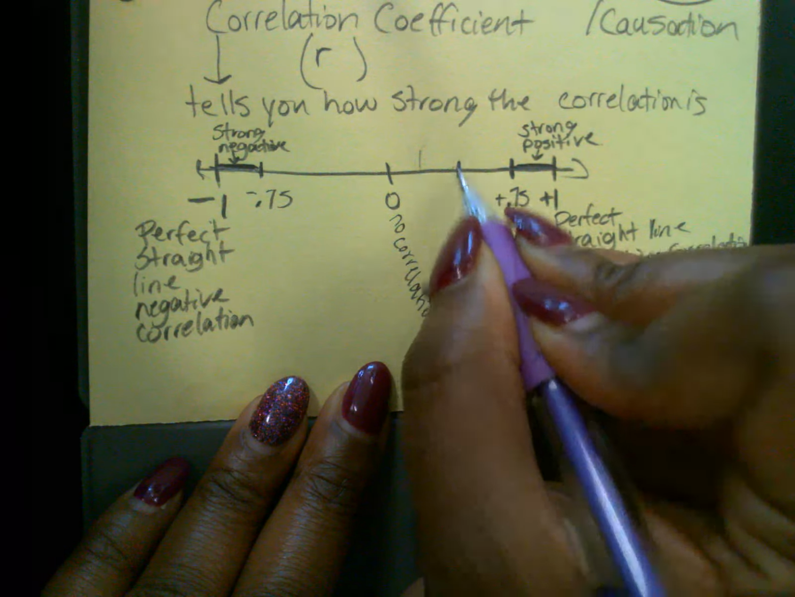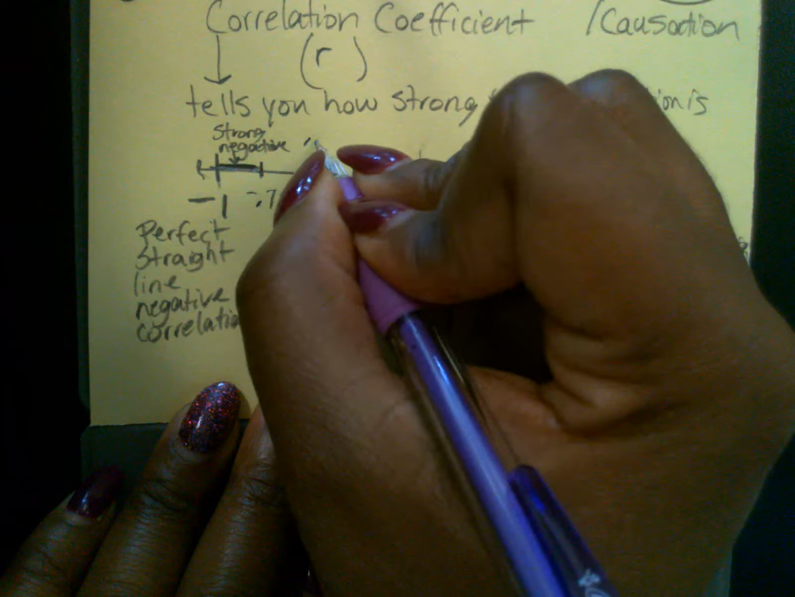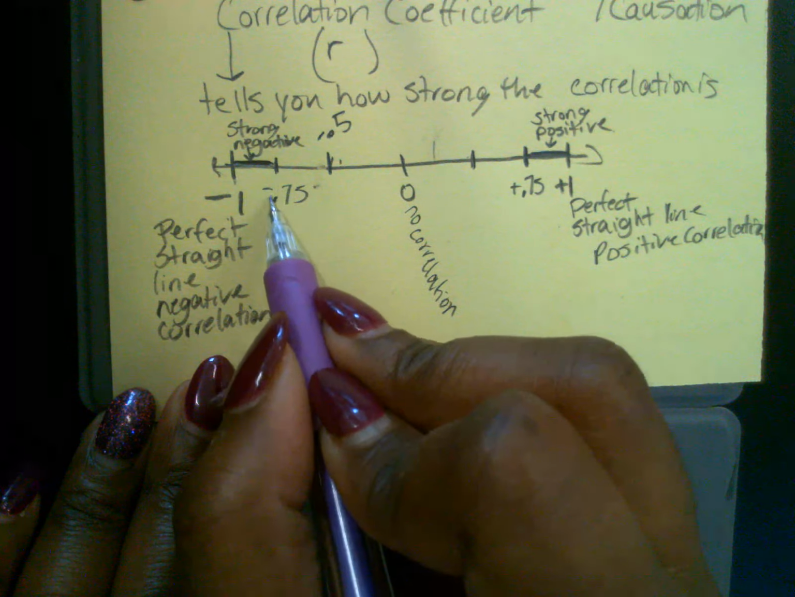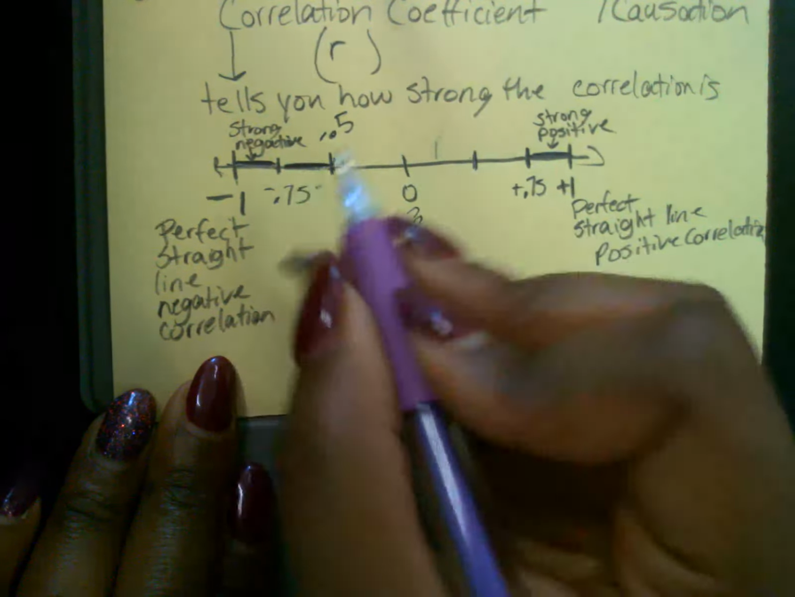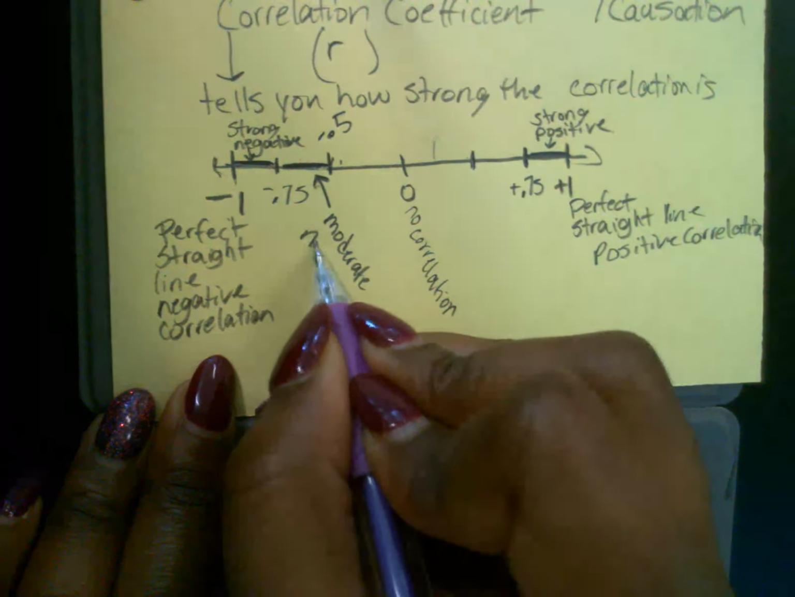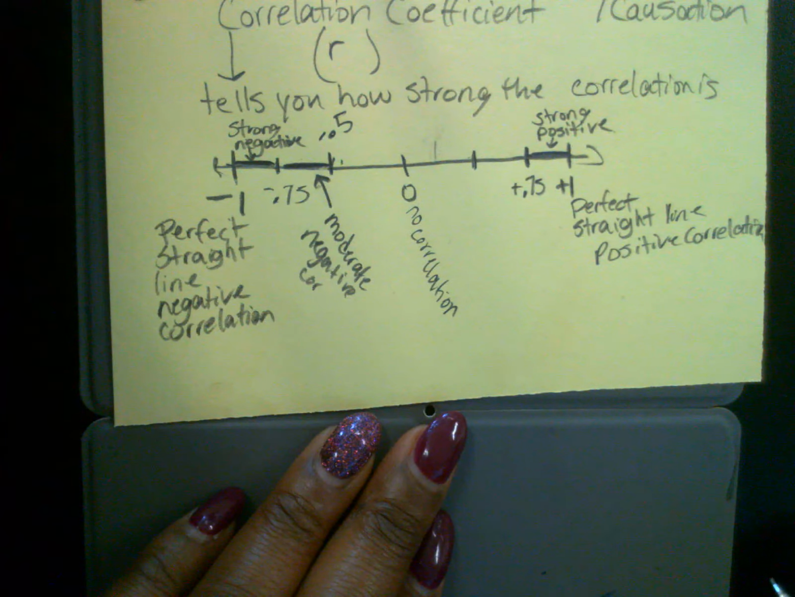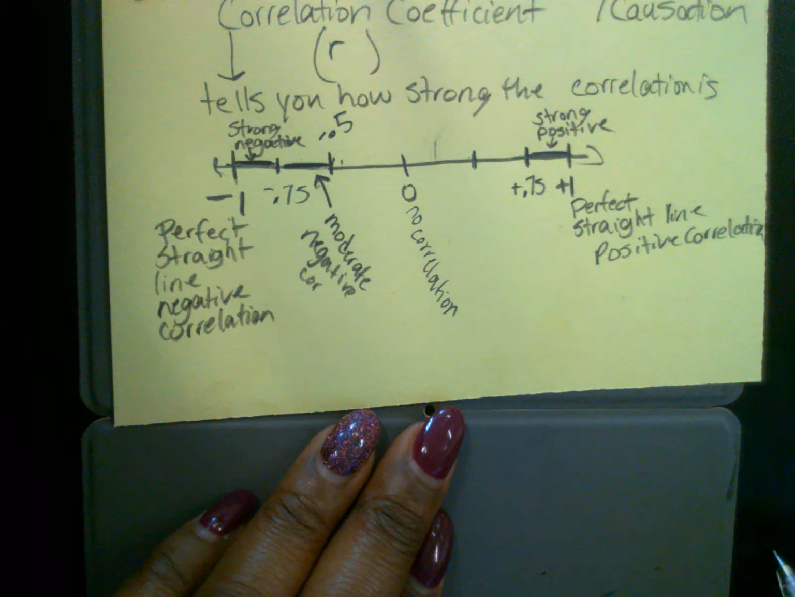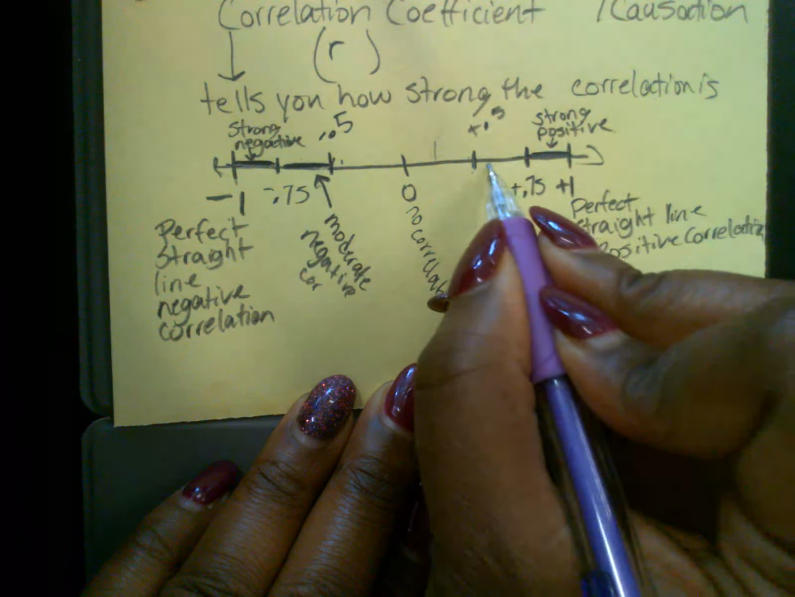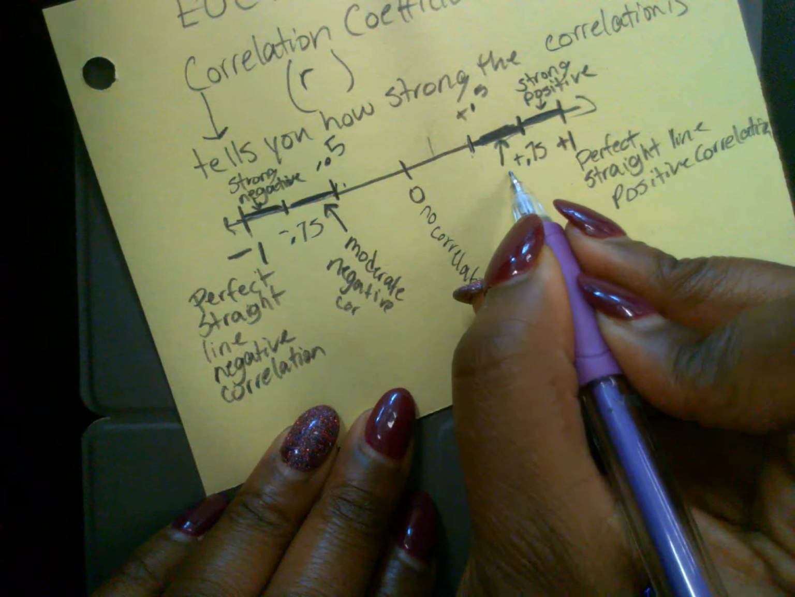In the middle, I should put this up at the top, a -0.5. If it is between a -0.75 and a -0.5 right in here, this is moderate. This is moderate negative correlation. Same thing over here. This is a positive 0.5 from here to here, positive 0.5 in here. This is a positive moderate correlation.